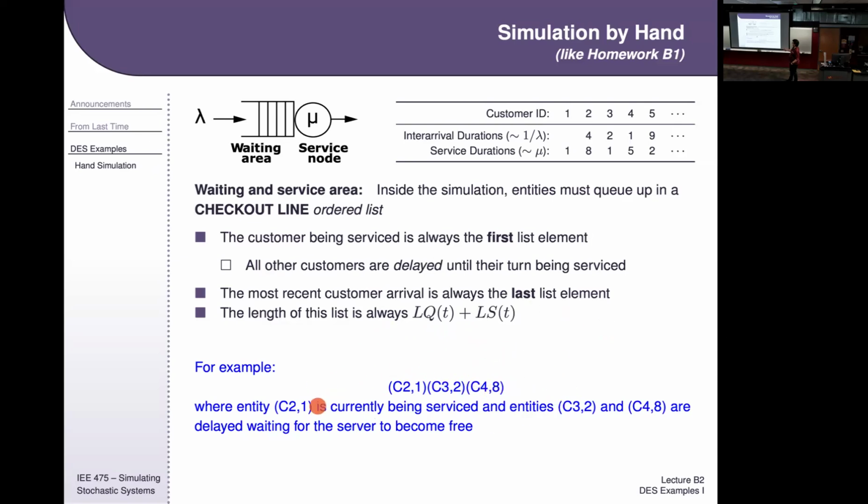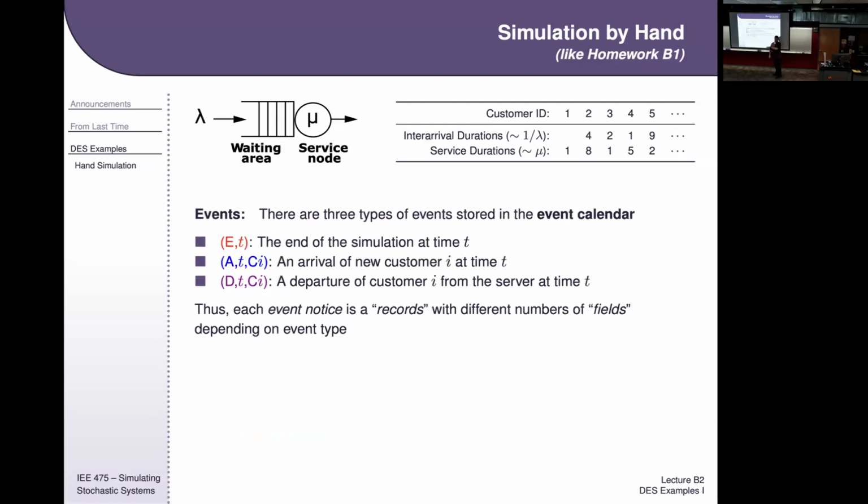And so here I can see that the length of this list will be LS, 1, plus LQ, 2. So this sum, LQ plus LS, should always be the length of the checkout line. That's something that will be true in every line of your hand simulation. And we'll see in a second when we generate this table, that'll be a little clearer, and then I'll ask for questions as we generate the table.